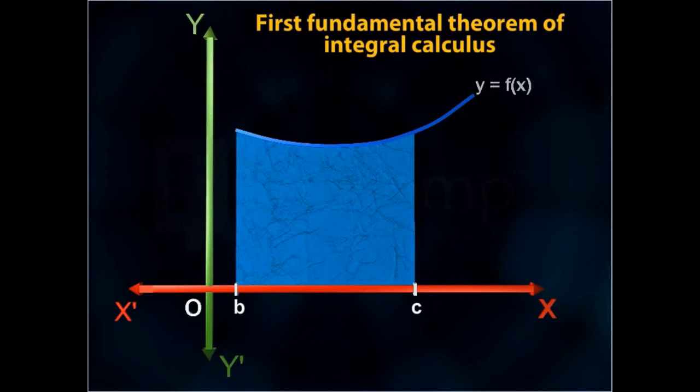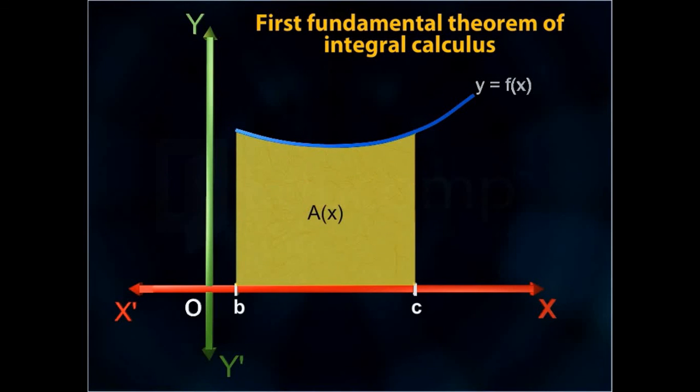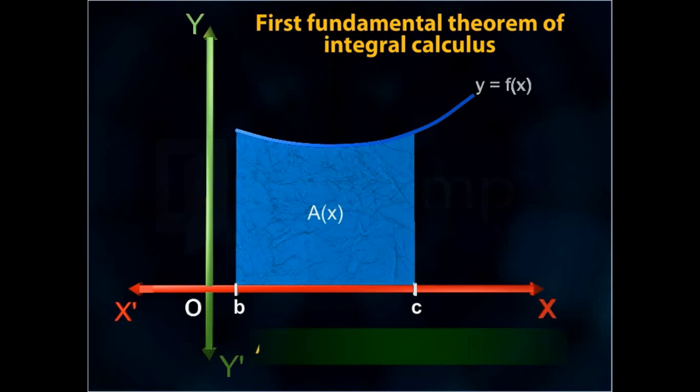The first part states that if f is a continuous function defined on closed interval [b, c], and A of x be the area function, then the derivative of A of x is equal to f of x for all values of x belonging to the closed interval [b, c].